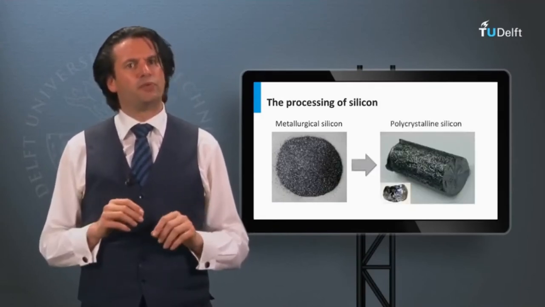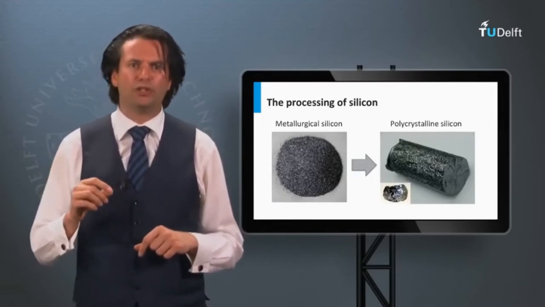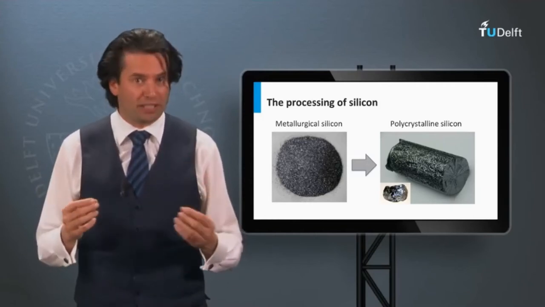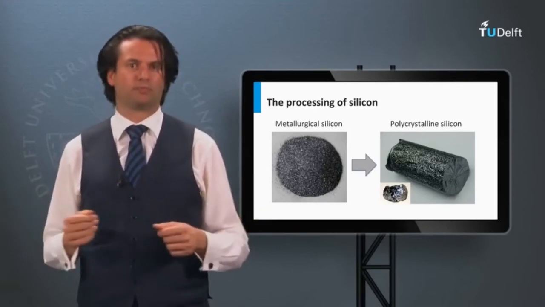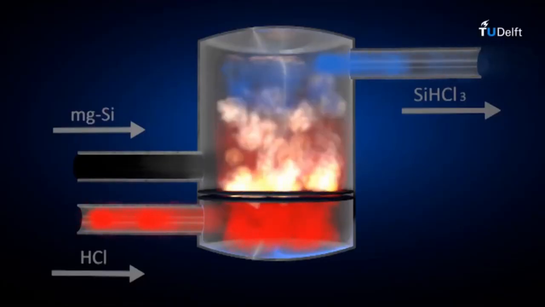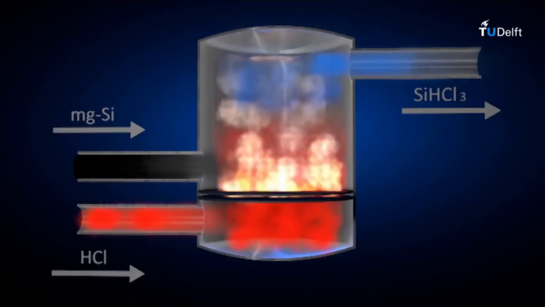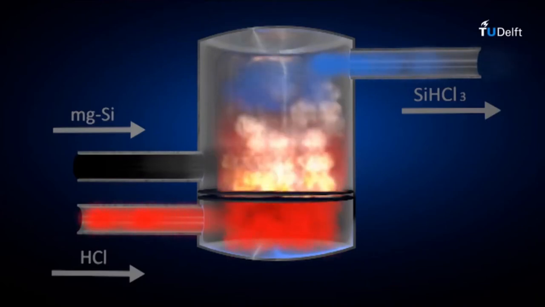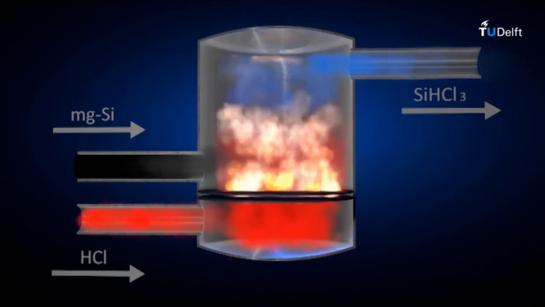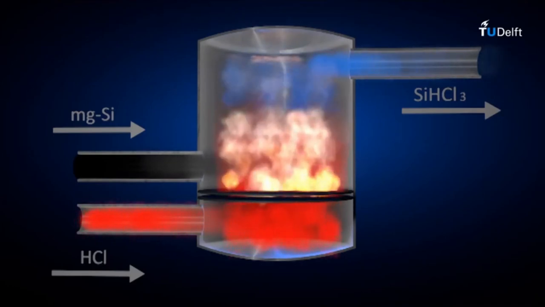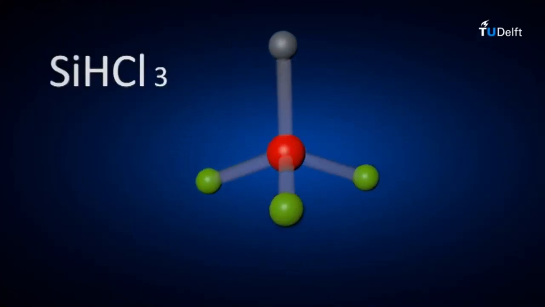The silicon material with the next level of purity is called polysilicon. In the next animation, you see how out of metallurgical silicon, rods of polysilicon are produced. The source material is powder of metallurgical silicon. The metallurgical silicon is then exposed in a reactor with hydrogen chloride at elevated temperatures in presence of a catalyst. The silicon reacts with the hydrogen chloride and starts to form trichlorosilane. This is a molecule that contains one silicon atom, three chlorine atoms, and one hydrogen atom.